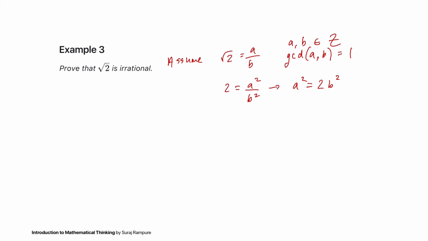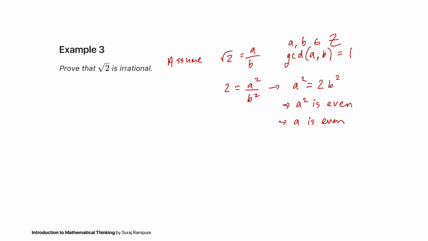What can I deduce about a squared from here? Even. It's even, right? Because it's 2 times some other integer. Is that clear? A squared is even. What does that tell me about a? If some square is even, is it possible for the square root of it to be odd? No. And that's something we'll actually use as an example in a couple slides from now. But for now, let's just take it for granted. If a square of a number is even, the number itself is also even. Okay? So that'll tell us a is even.